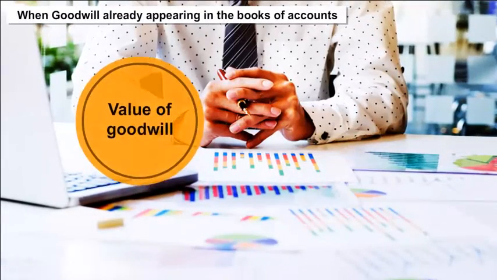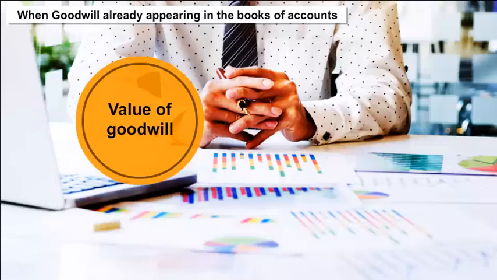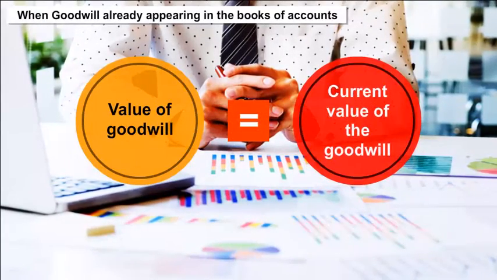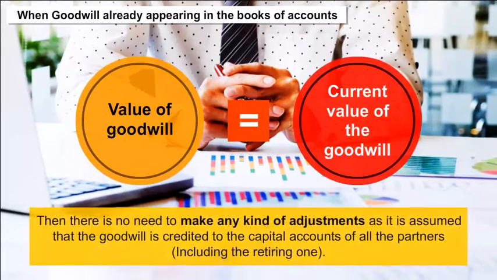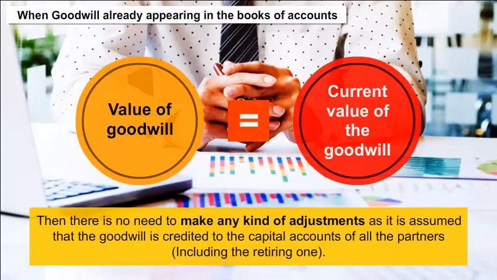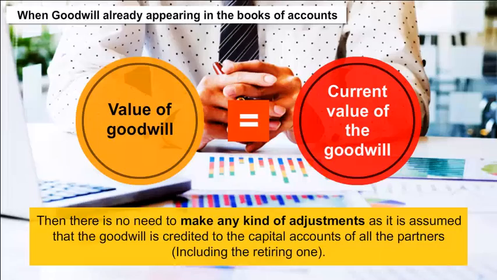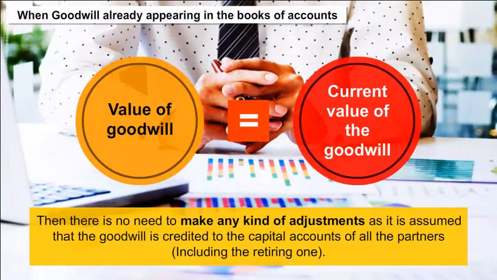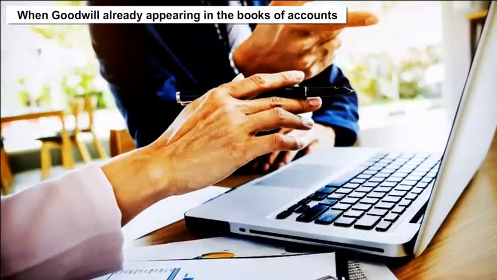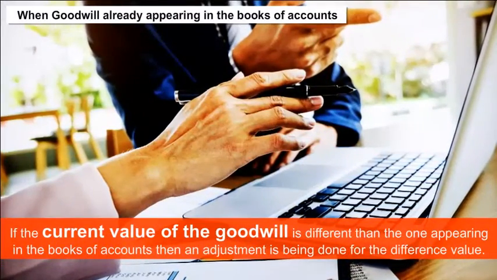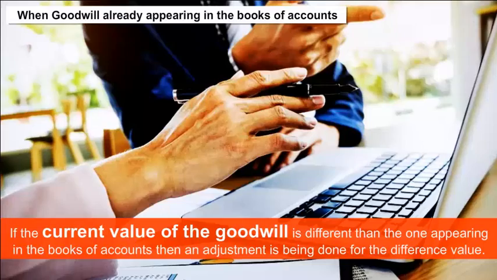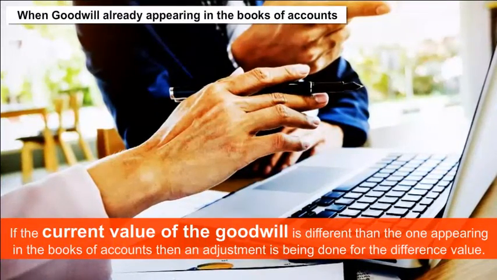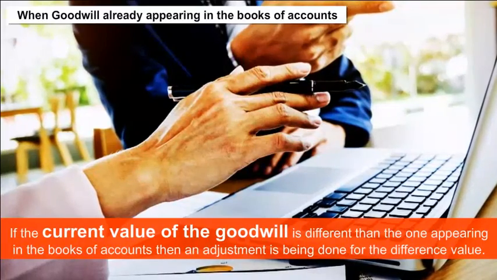In case the value of goodwill already appears in the books of accounts and is equal to the current value of the goodwill, then there is no need to make any kind of adjustments, as it is assumed that the goodwill is credited to the capital accounts of all the partners. But if the current value of the goodwill is different from the one appearing in the books of accounts, then an adjustment is done for the difference in value.